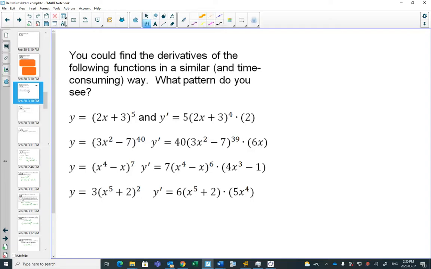So if you take what's inside the brackets, 2x plus 3, the derivative is 2. What's inside the brackets here, the derivative would be 6x plus 0, which is just 6x. The derivative of this inside would be 4x cubed minus 1. And the derivative of this inside would be 5x to the 4. This is the chain rule.